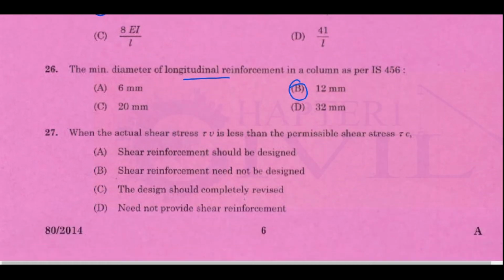Question number 27. When the actual shear stress tau V is less than the permissible shear stress tau C, then shear reinforcement should be designed, shear reinforcement need not be designed, the design should be completely revised, need not provide shear reinforcement. When tau V is less than the permissible, there is no danger. So no shear reinforcement design is needed.